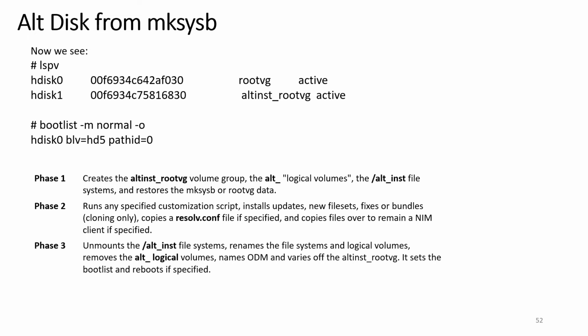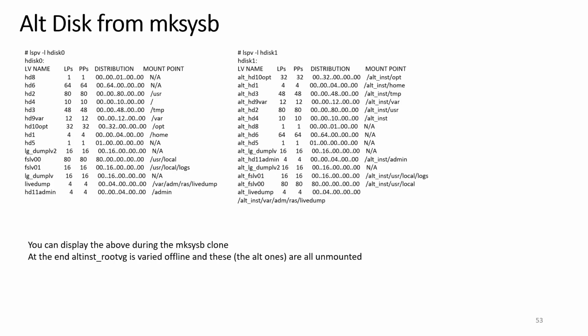So there are actually 3 different phases that this all goes through. The first step's where it creates the volume group, creates the alt logical volumes and the file systems, and does the restore. Then the second phase is where it runs any specified customization scripts. It puts on any updates or filesets and copies files as necessary. And the final phase, phase 3, is where it unmounts those alt_inst file systems, renames them in the logical volumes, and updates the ODMs and varies it off. And then if you allow it to, it will reset the boot list and reboot.